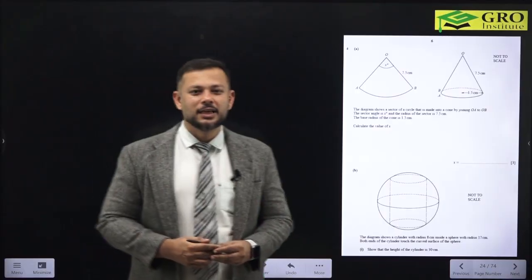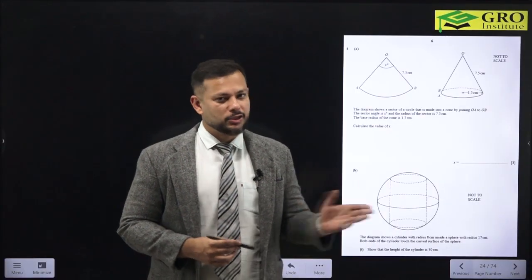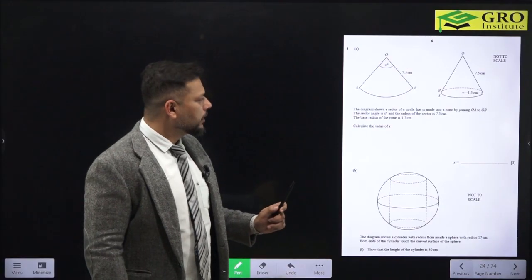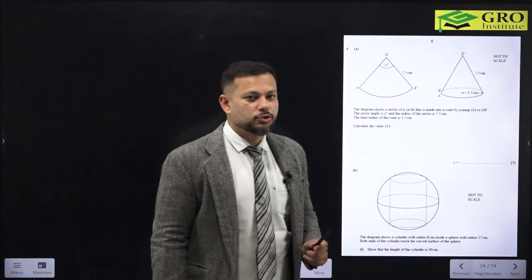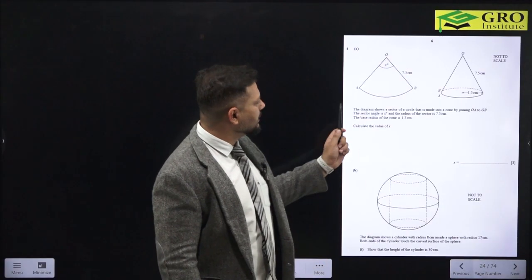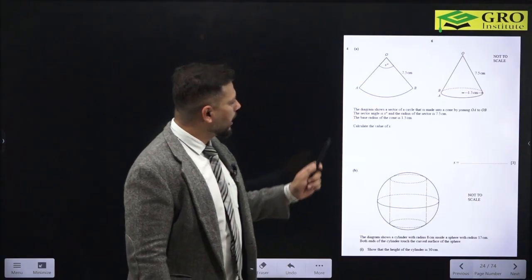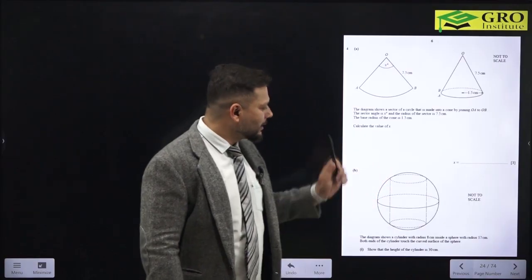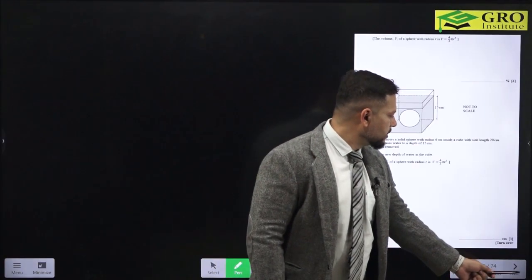So yes, students, we are done till question number 3. Let's do question number 4 now. This question 4, when I look at it, it seems to be a part of mensuration, isn't it? I see sector being formed here, and from that sector I see a cone getting formed, isn't it? Let us read the question properly and then attempt it.